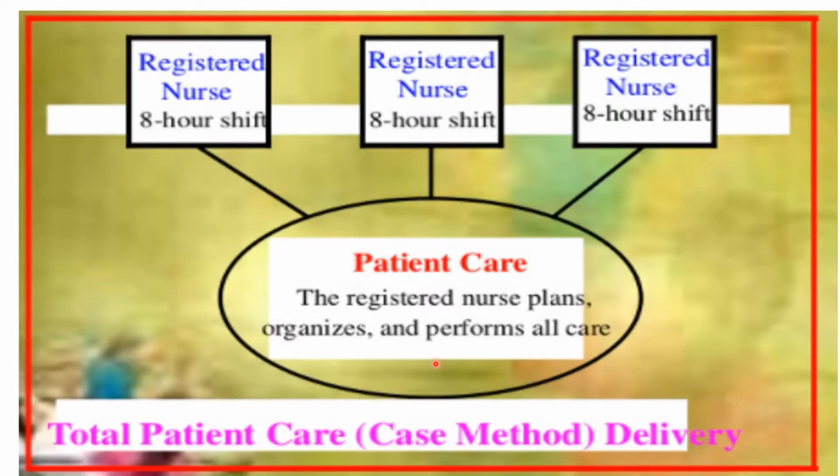Here is the model of total patient care or case method. The registered nurse, 8-hour shift, that is the morning shift. The registered nurse, 8-hour shift, that is the evening shift. And again the registered nurse in the night shift, that is again 8-hour duration. So, a registered nurse will take care of a group of patients or a patient when she is on duty, whether it is in the night, evening or morning shift. She plans, organizes and performs all the care of the patients.